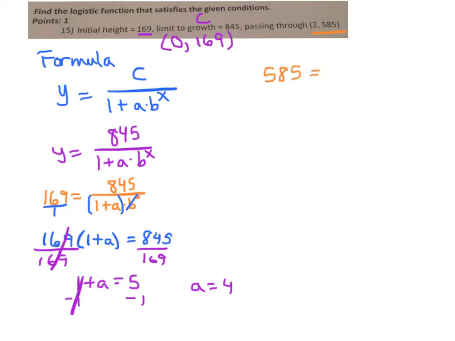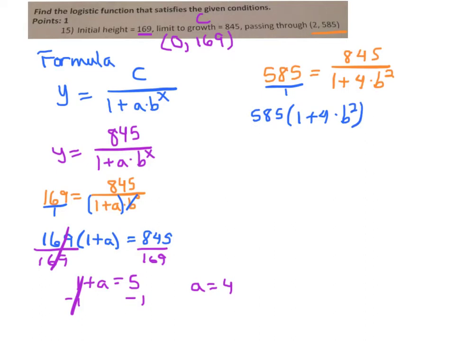So 585 equals 845 over 1 plus a, we said was 4, times b to the second power, because x is 2. We want to cross multiply again. So this is 585 times 1 plus 4 times b squared. I could have just written that as 4b squared, not 4 times b squared. Divide each side by 585.